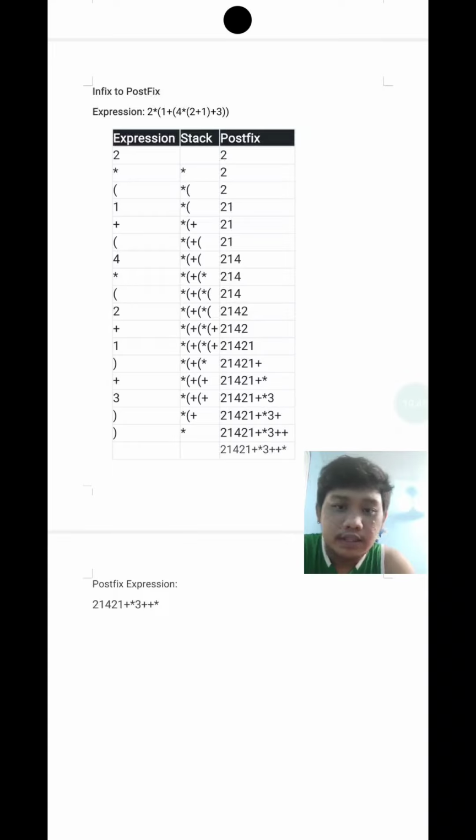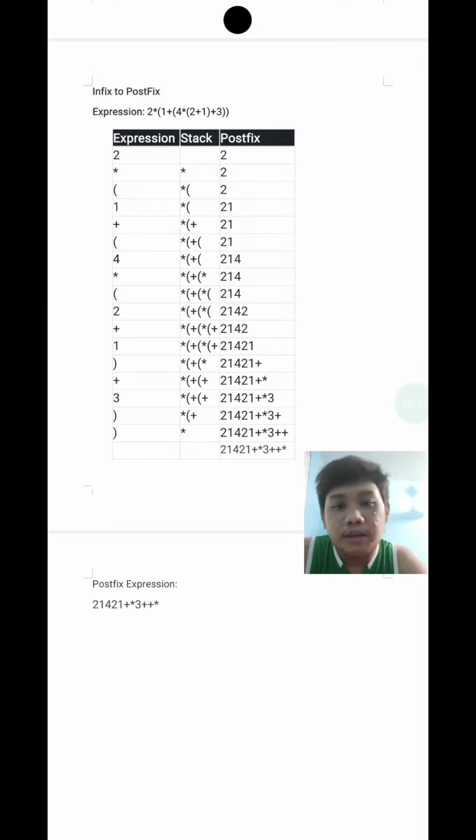So next is the plus symbol. It will be pushed to our stack. Since the plus symbol has lower precedence than the multiplication symbol, our multiplication will be appended to our output. So our output becomes 2 1 4 2 1 plus times, and our plus symbol is pushed to our stack. So it becomes times, parenthesis, plus, parenthesis, plus.